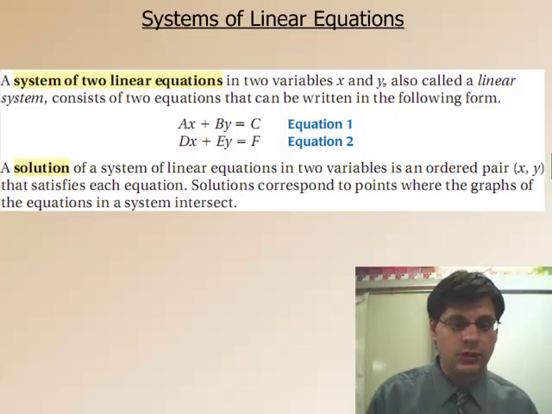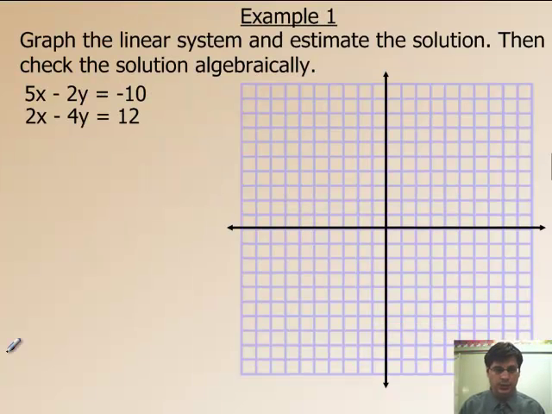So we're going to take a graphic approach in this section. We're going to graph this system of linear equations. Now I'm going to take two different approaches here and show you two different ways in which you can graph them. The first one, I'm going to graph the 5x minus 2y equals negative 10 first. And the way I'm going to do that is I'm going to put this into slope-intercept form.